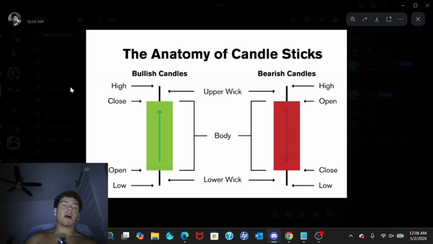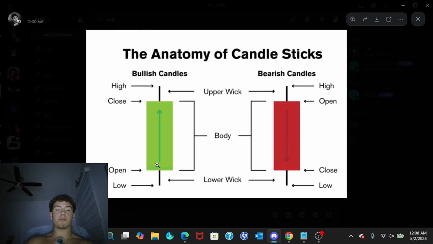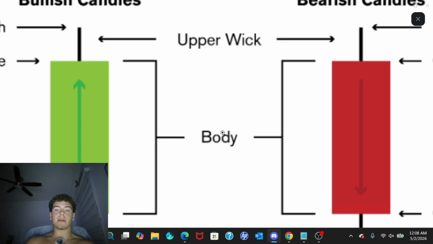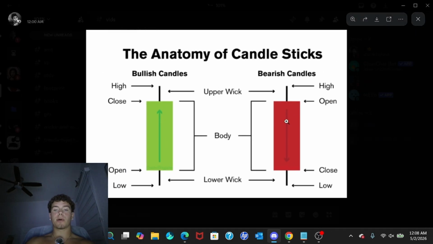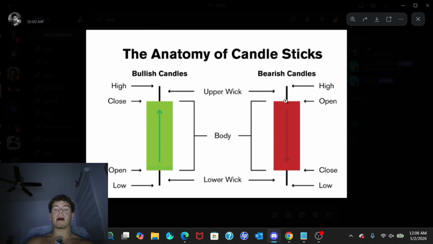So first things first, right? We have obviously bullish and bearish candles. This middle part right here, the solid part, is called the body on both. This solid part is called the body of the candle. Basically how much volume was in that candle, right?